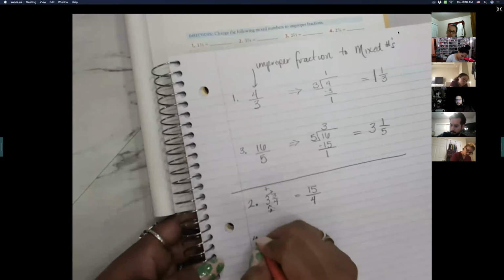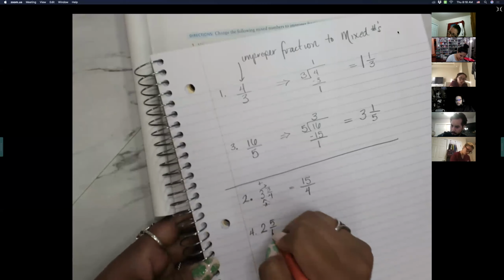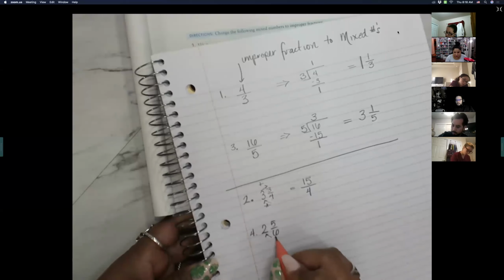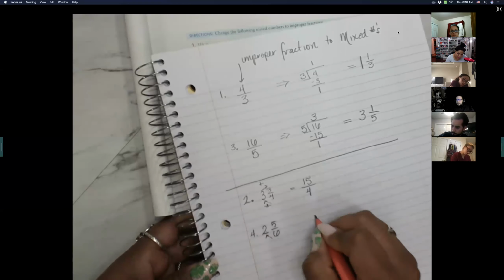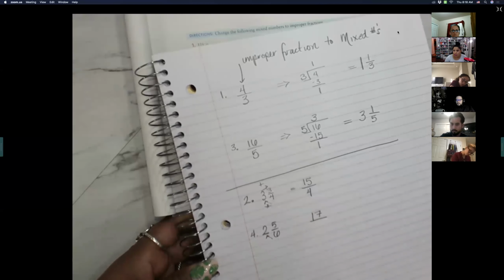Okay, so let's do number 4. Number 4 is asking to convert 2 5/6 from a mixed number into an improper fraction. So it's the same thing. We're going to follow our triangle. We take 6 times 2 is 12, plus the 5 is going to give us a 17 on top in the numerator, and we keep our denominator of 6. The end.